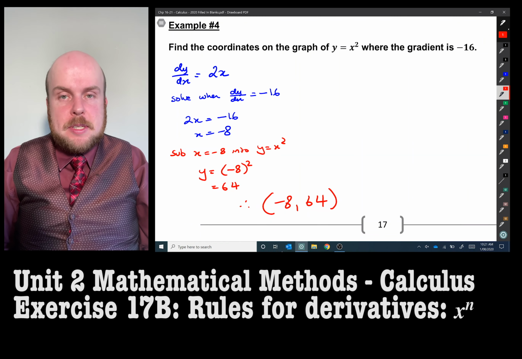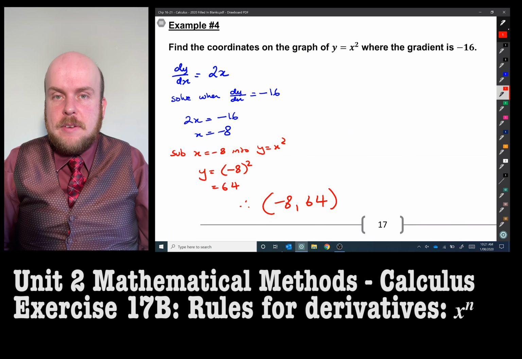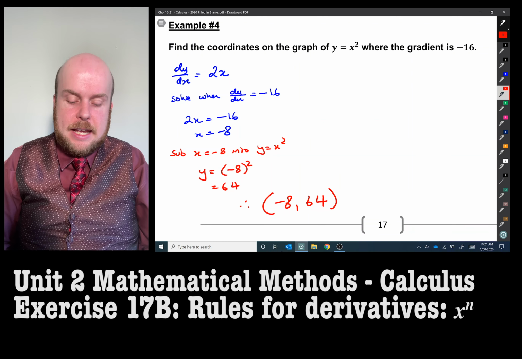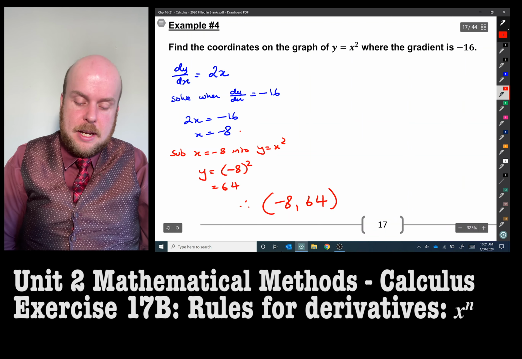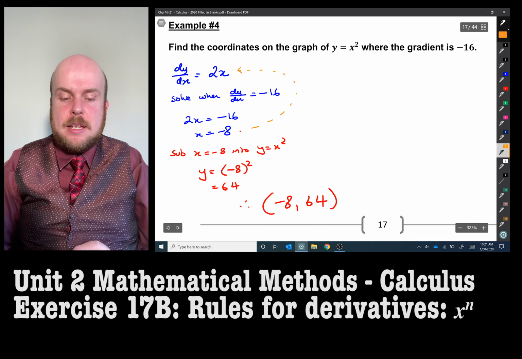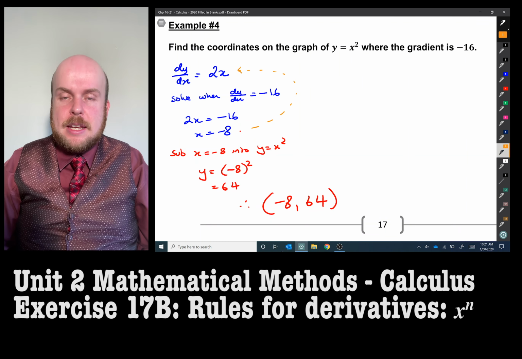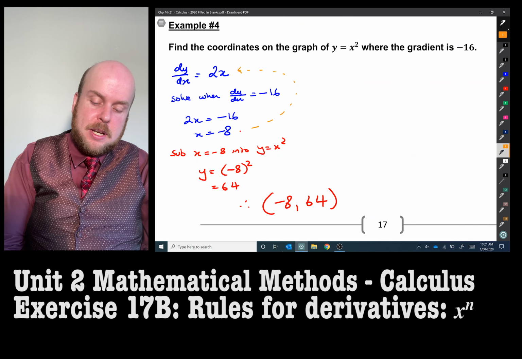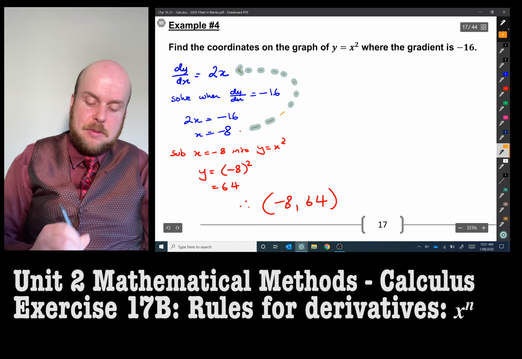Now, one of the most common mistakes I see when people do this question is they forget what they need to do. They know they need to find a derivative and solve for it equaling negative 16 and get this answer here of negative 8. The common mistake is that people will then go, oh, I just need to substitute it back into the gradient. Oh, of course, it's equal to negative 16. The coordinates are equal to negative 8, negative 16. No, don't do that. When we're finding coordinates from the graph, you need to substitute it back into the original equation like I've done there.